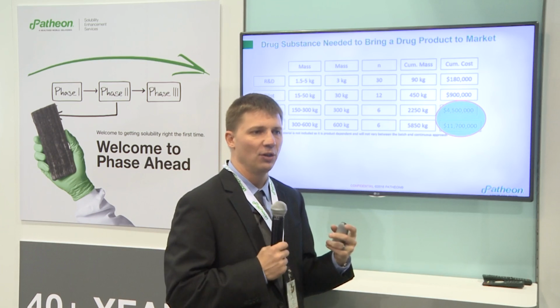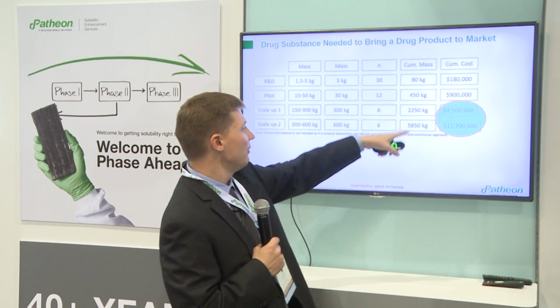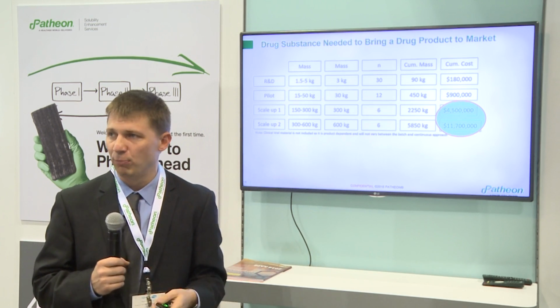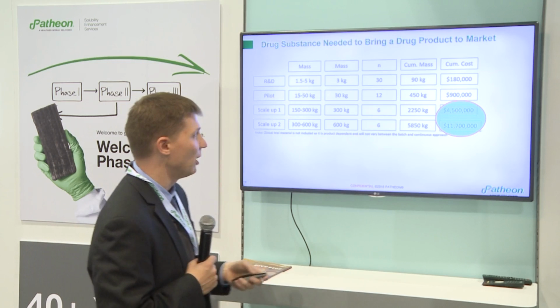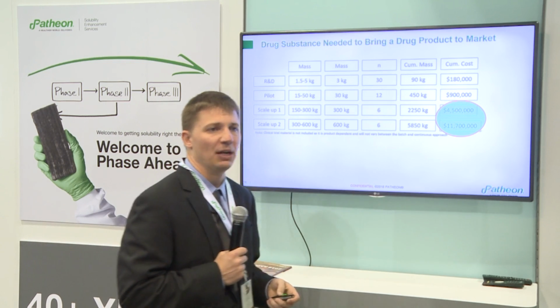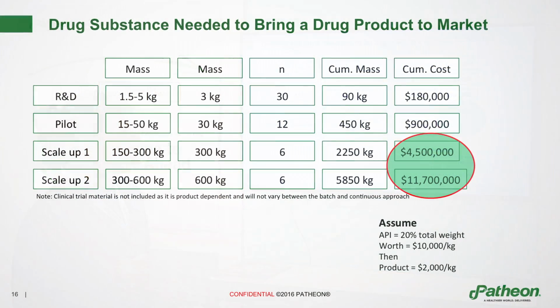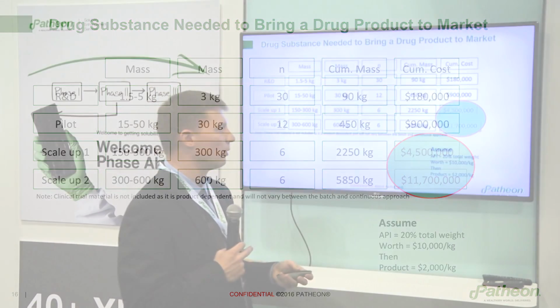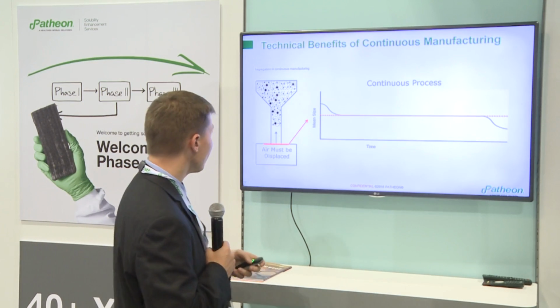You characterize a large-scale process. You don't have to go and scale up after that. So all of this material that we put into scale up, which we eventually end up just landfilling because it's not fit for consumption because it was a scale up process, this is where the savings is going to be in the back end with your valuable APIs. My assumptions going into this were the API was 20% of the total weight, and it was worth about $10,000 per kilogram, which means your product was worth about $2,000 per kilogram. These are kind of nominal numbers. They're not too high, not too low as far as the industry goes.